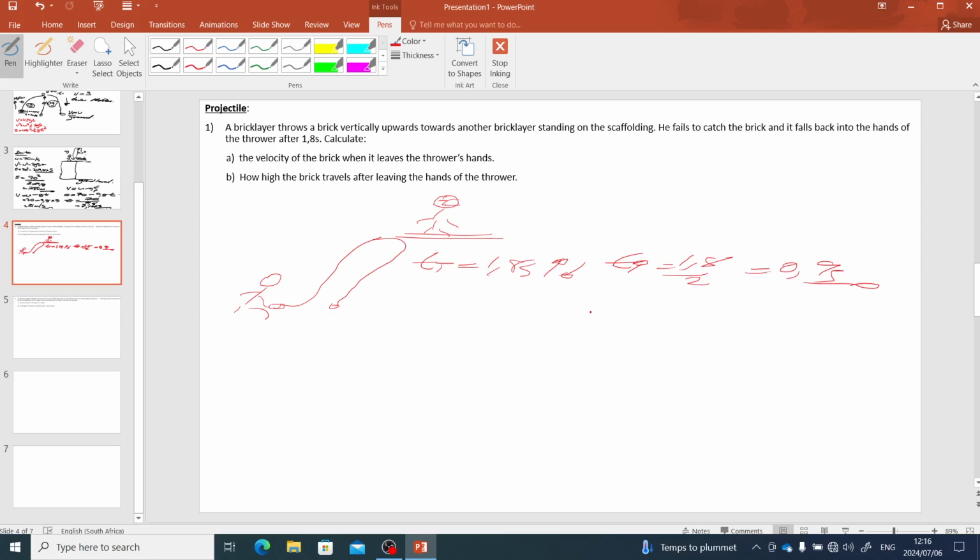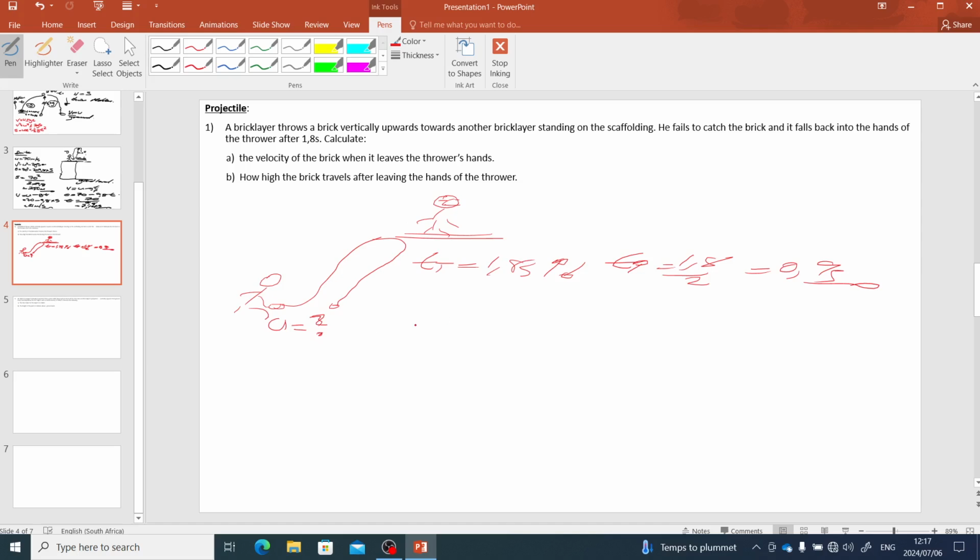Now, they want us to calculate the velocity of the brick when it leaves the thrower's hand. That is the initial velocity, and that's what we are looking for. The velocity at the thrower's hand has to be at maximum. Okay, that's what they are looking for.